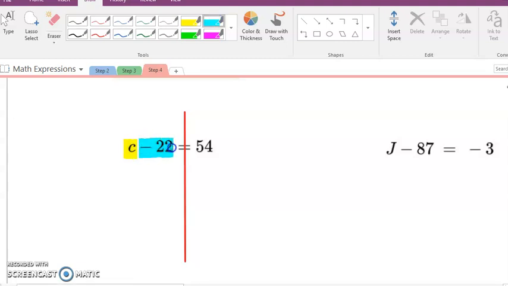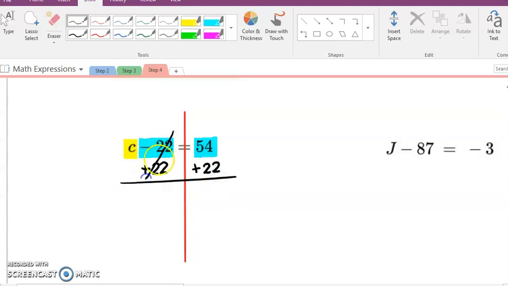Then we have a negative 22, and we have a 54 on the other side. We're trying to isolate the c. We're trying to get c all by itself. And to do that, we need to get rid of subtract 22. The way we're going to accomplish that is by doing the opposite of subtract 22. We will add 22. And what you do to one side of the equation, you have to do to the other side of the equation.